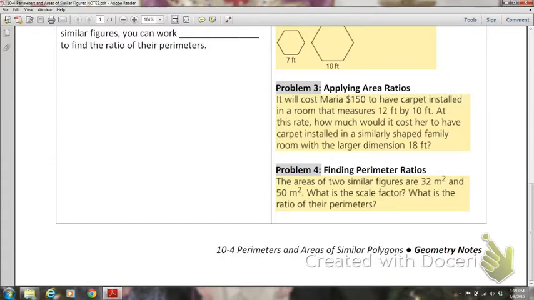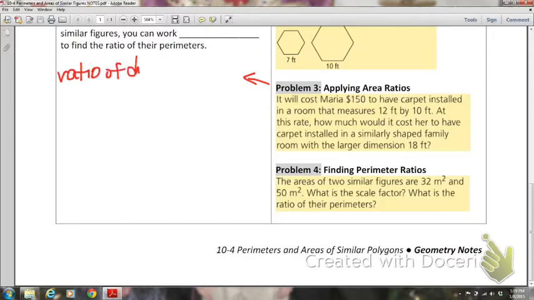So the cost of the carpet is a function of area, because carpet is usually priced per square feet. So we're going to look at the ratio that's formed by the areas of these two rooms. I'm going to work this over to the left where there's more room. Let's look at the ratio of the dimensions first.